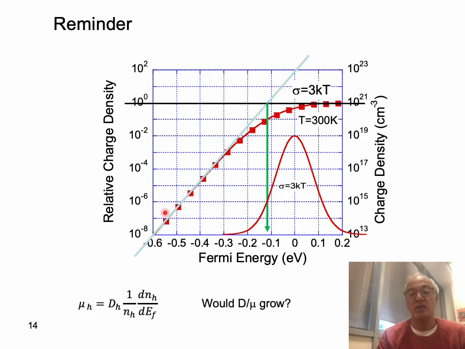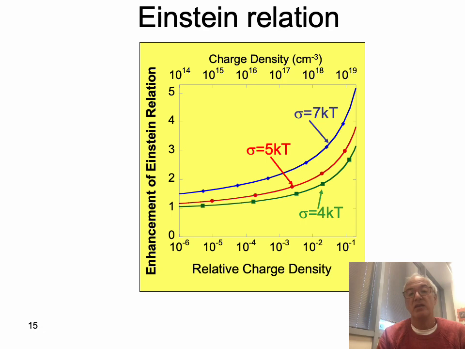And the question is what would happen when we leave this regime and we go into the regime where the material becomes degenerate. And the only thing is to try to have a feeling for is this going to increase or reduce this relation between D and mu. And to save you a lot of guessing, you can see that this is a result of the generalized Einstein relation calculation. And you see here, this is for sigma equals 4 kT.